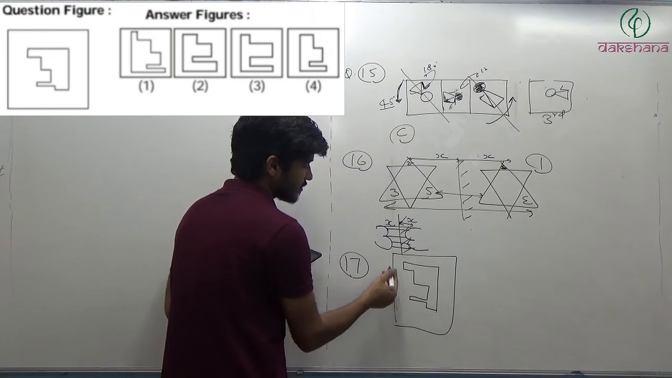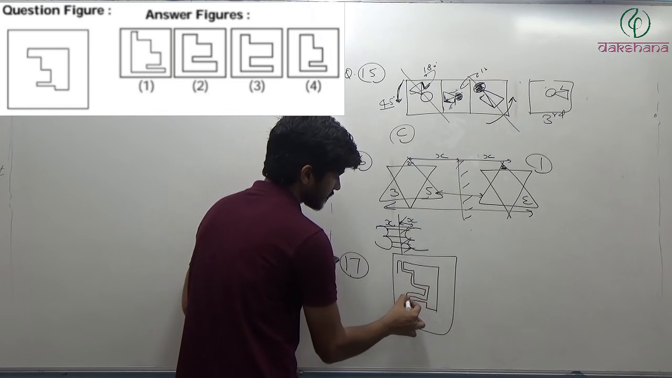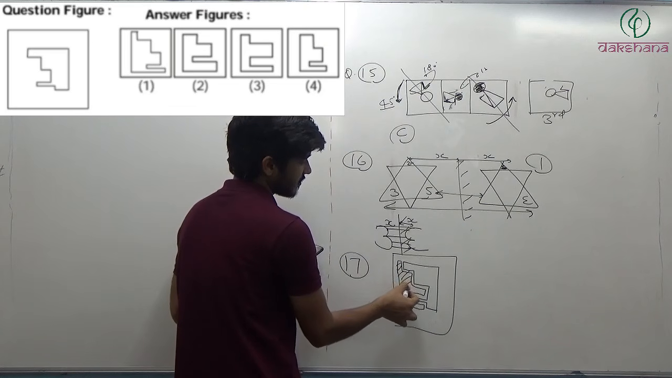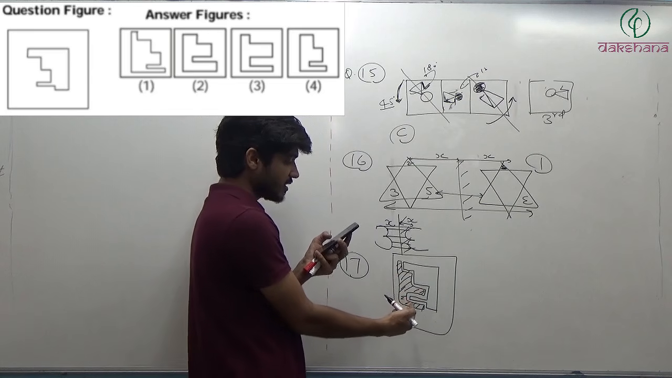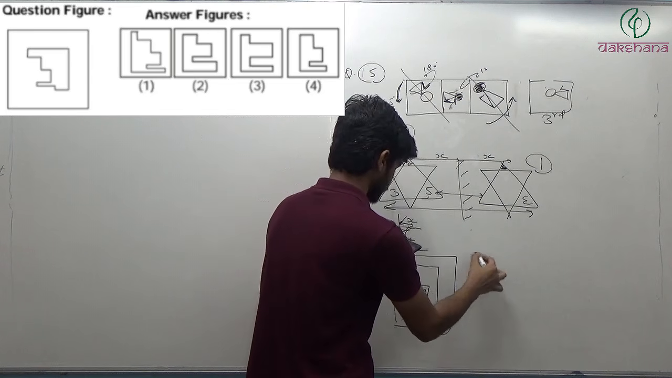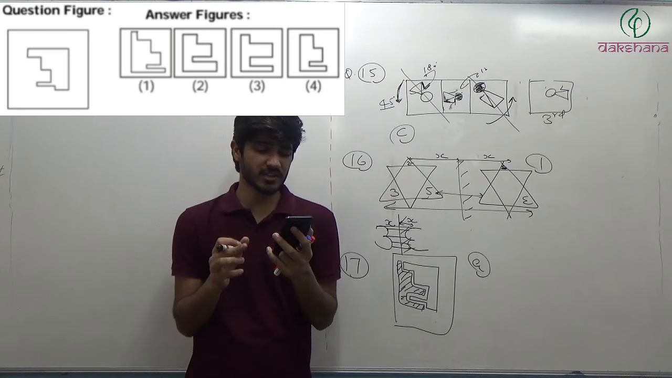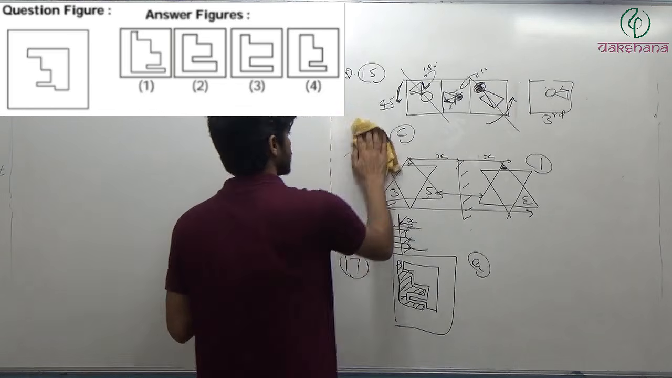You have to find the right image, so it would be something like this. This is the answer, and this one is given in option number A. Easy. Next is again based on figures, and it's an odd one out. Again, this is easy.